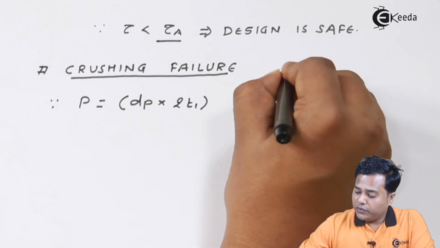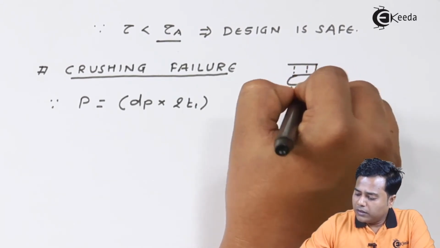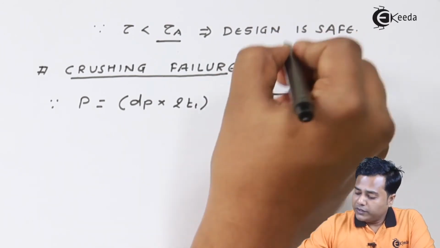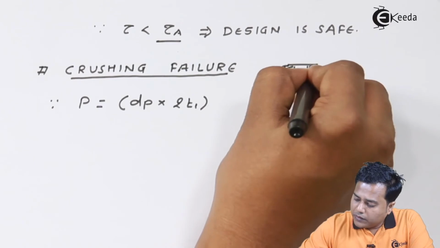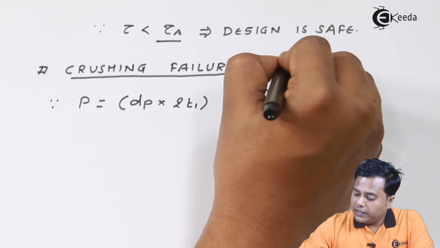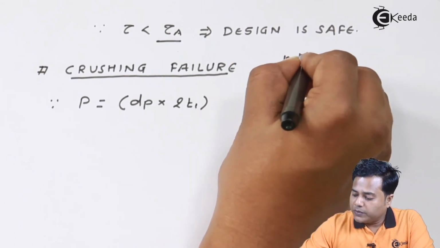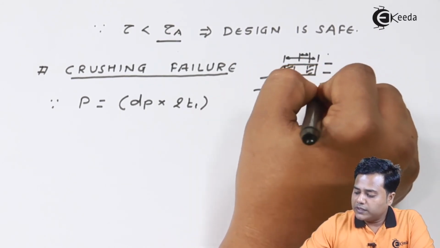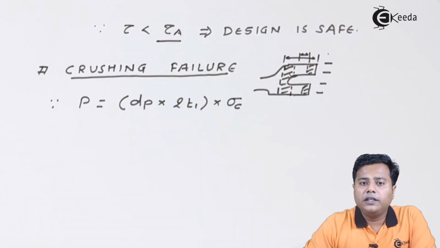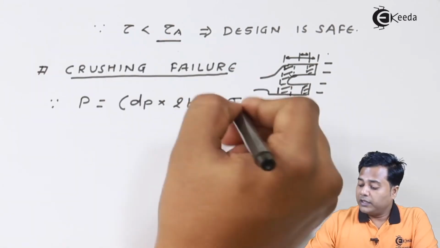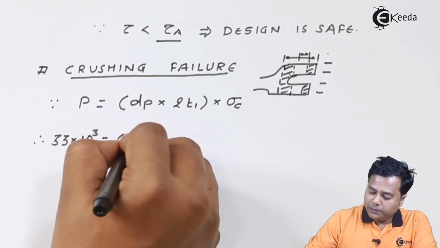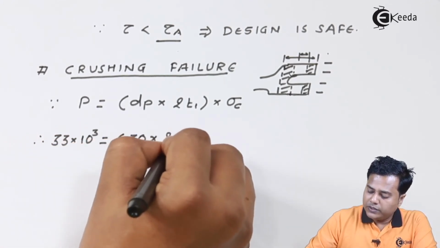Now try to understand. I'll draw the cross section of the forked end. This cross section, if I consider, this part only is going to fail under crushing. So in that case, this is the area, projected area we are going to consider, where this is the diameter of pin, this one, and these are two thicknesses. And of course, the stress kind is the compressive stress or crushing stress.